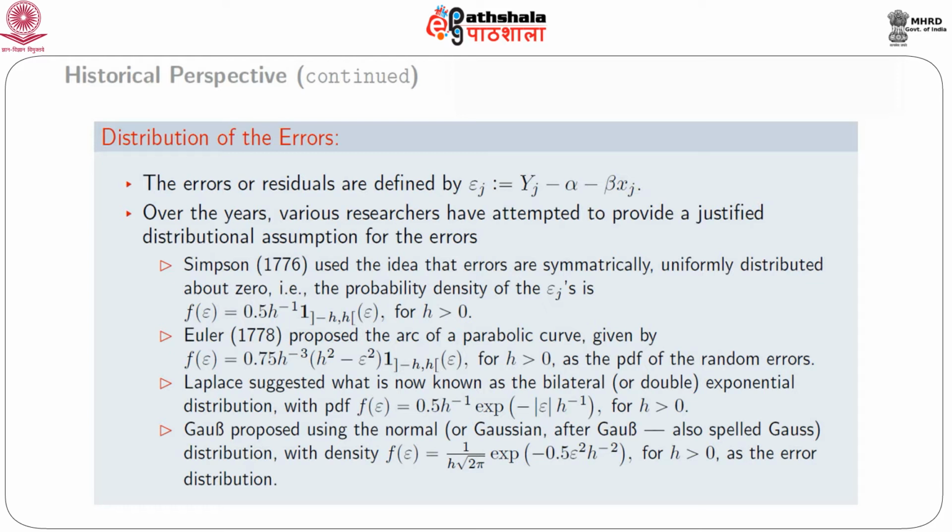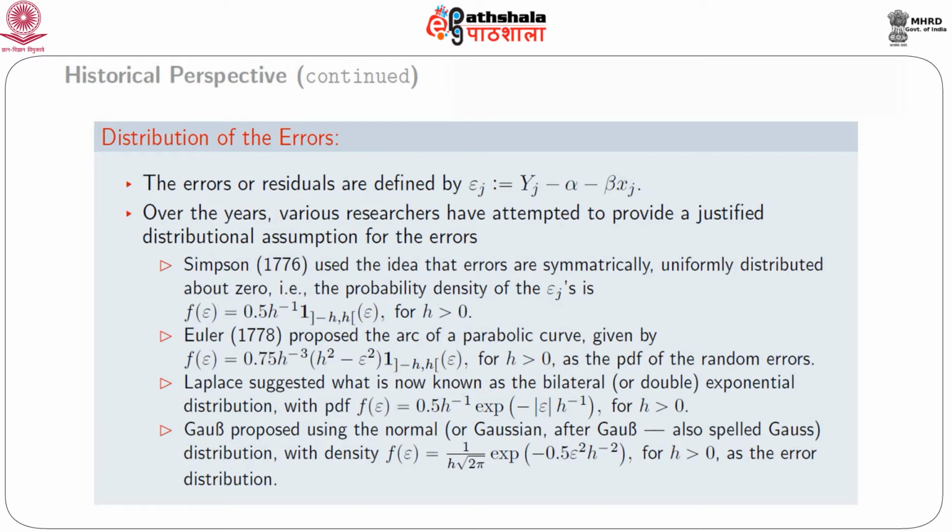Laplace suggested what is now known as the bilateral or double exponential distribution, where the PDF of the error is f(epsilon) = half times 1/h times e to the power minus modulus epsilon divided by h, for h greater than 0.